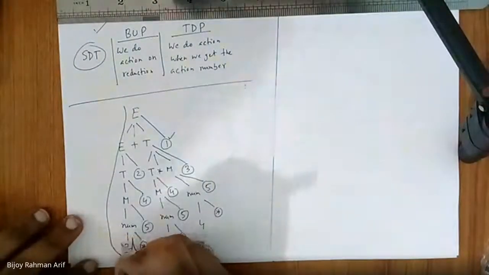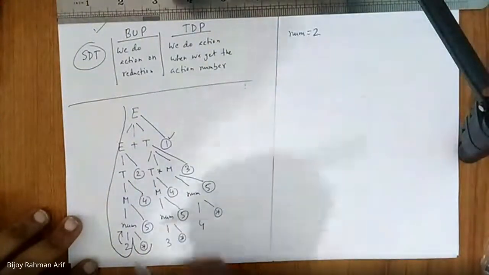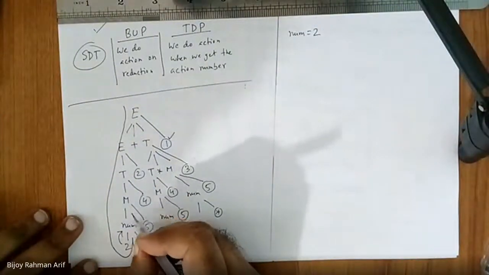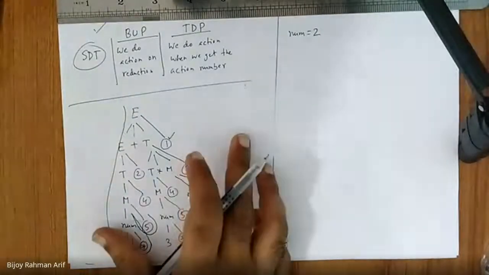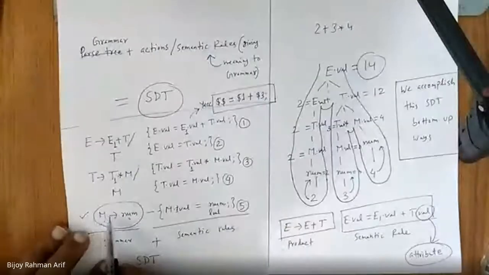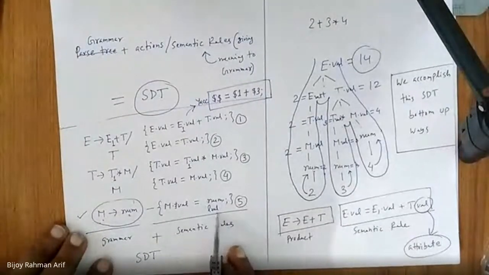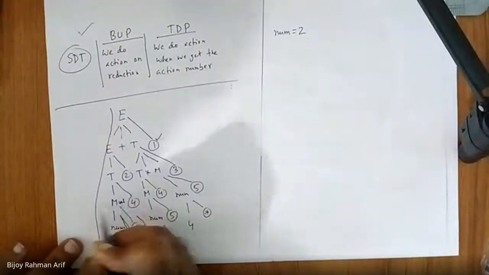This number would become 2. Then traversing again, M5. What is the action? What is the number 5 action? M dot val becomes num dot L-val. So this M dot val would become 2.